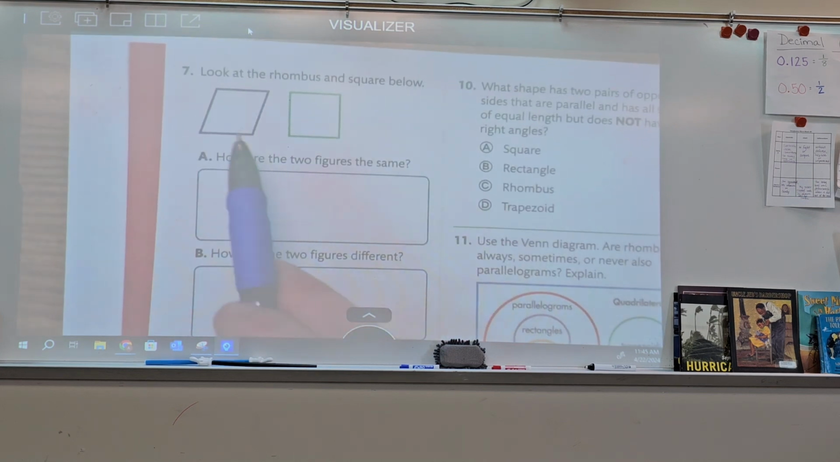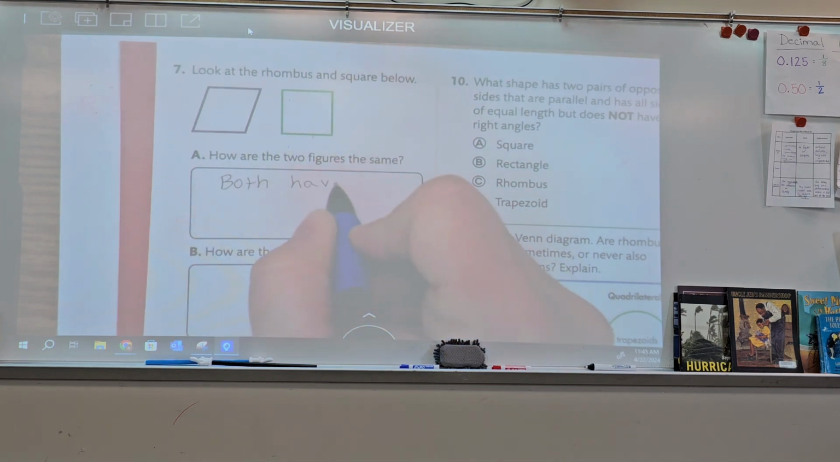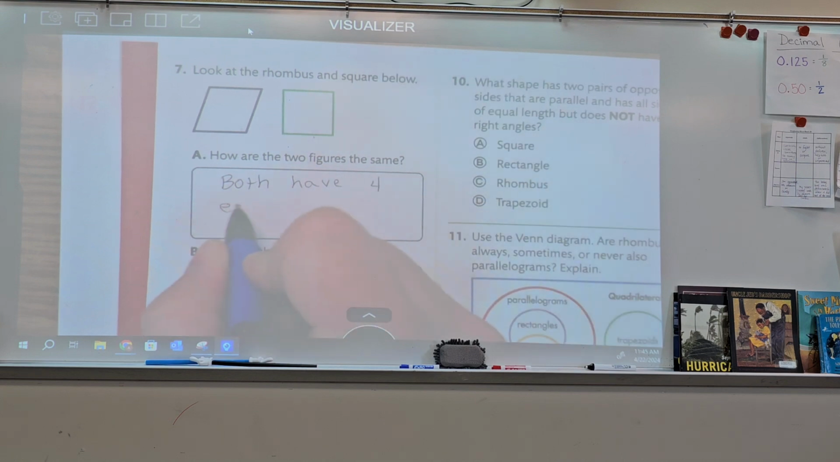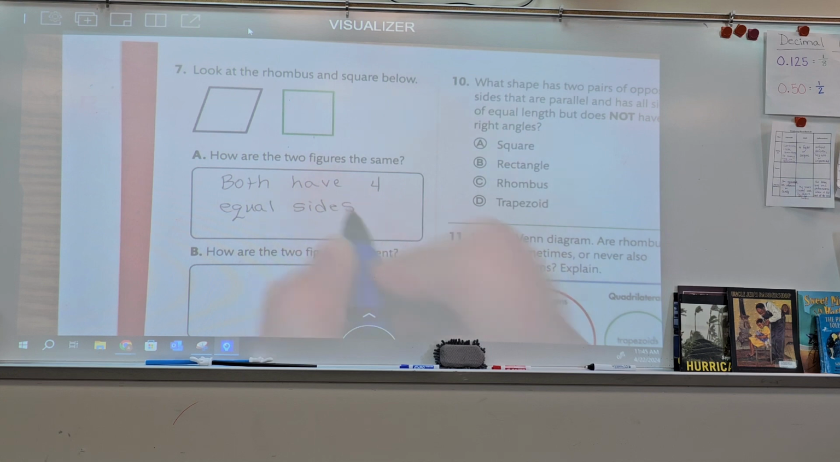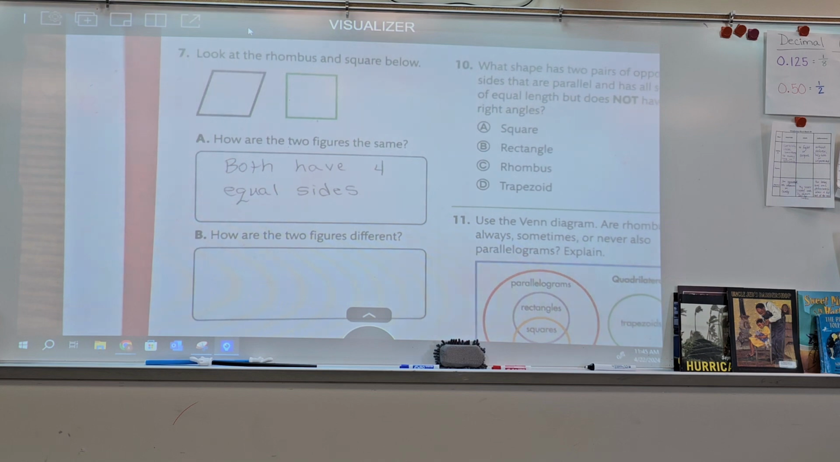So if you're looking at the rhombus and the square, I want to know, how are they the same? The property that is the same for both of them is they both have 4 equal sides. That is how they are the same.